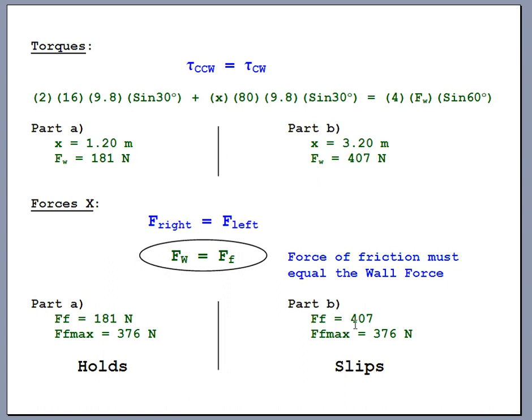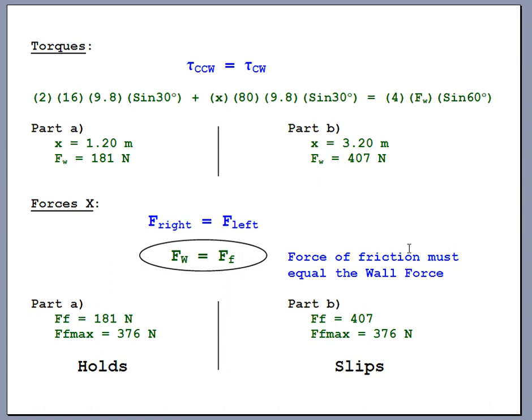But in part B, you would be asking for 407 newtons of friction, and you're not going to get it because you only get 376. So this ladder will not hold when that person is that far up the ladder. They will be safe for a while, but then they'll climb to a point where that friction force is going to be right at its 376. That'll be when the wall force is 376. And at that point, the ladder will slide out. So it's very dangerous. That's why you want to have somebody hold the ladder whenever you go up.